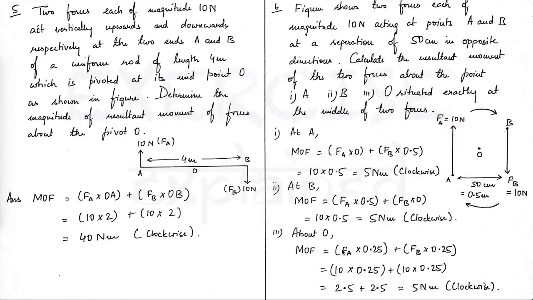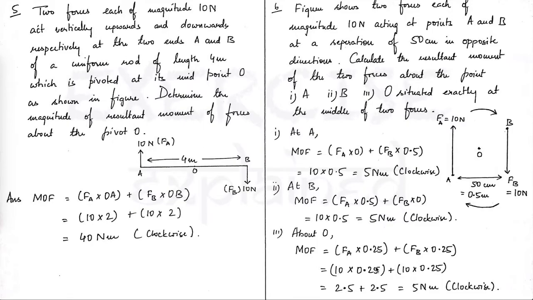0.25. So I write it as FA into 0.25 plus FB into again 0.25, because O is at the center. It's written here O situated exactly at the middle of the two forces. So O is at the center. So this side will also be 25 centimeter. This side will also be 25 centimeter. And when we convert 25 centimeters to meters, it happens to be 0.25 meters. So we get it as FB into 0.25. So FA is 10 as it is given in the question.